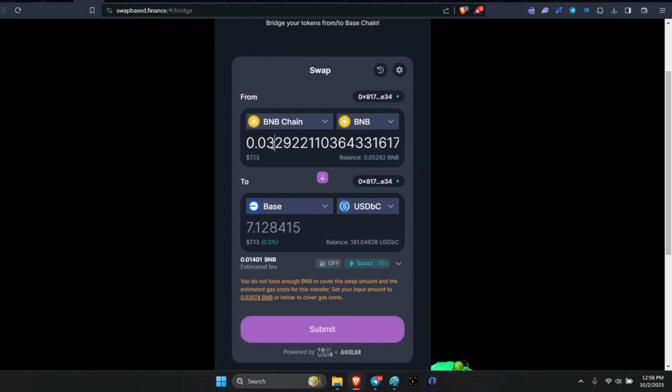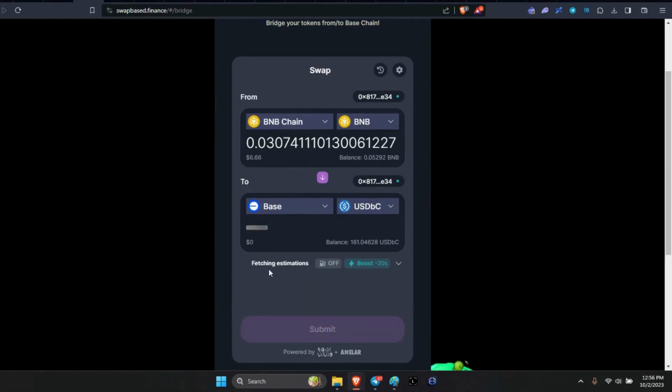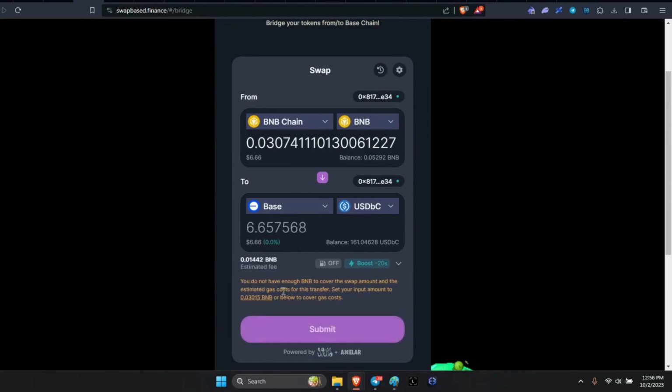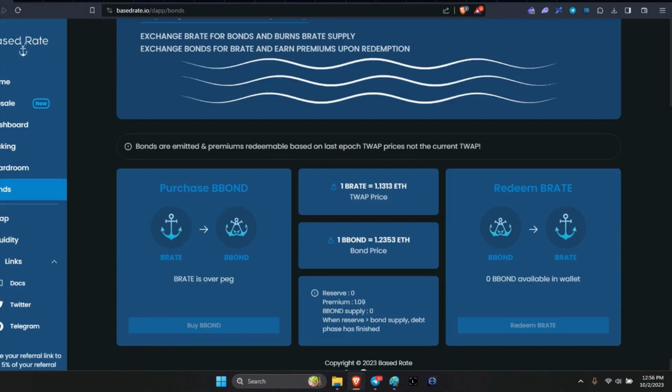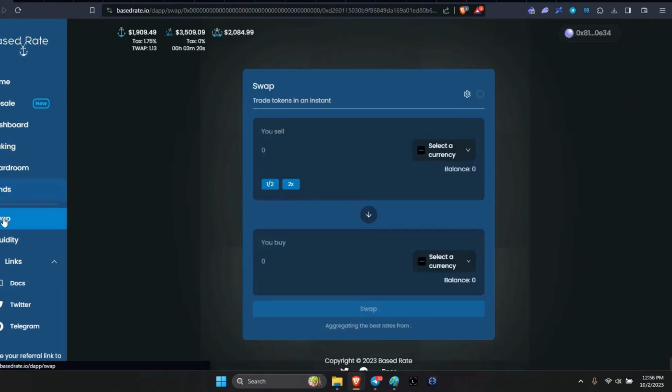It's really simple, legends. It says I don't have enough to cover the swap amount and the estimated gas cost for the transfer, so the input needs to be 0.03. Okay, so I need to make that match. But of course, I'm not doing it. I'm just saying that in order to make that pop out, I guess because it's fluctuating. Anyhow, and then you click submit, and that's it. So now your funds went from the BNB blockchain to base. You're good to go. But now they've improved it so you don't even need to do that anymore. You just come right here and you can go to swap.